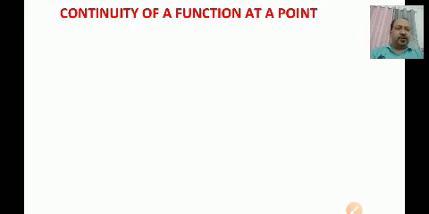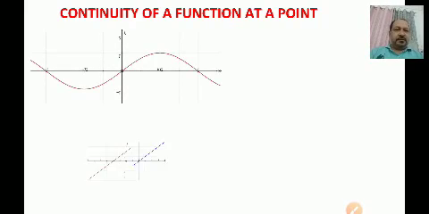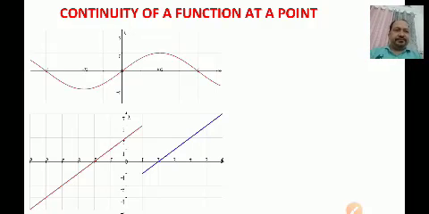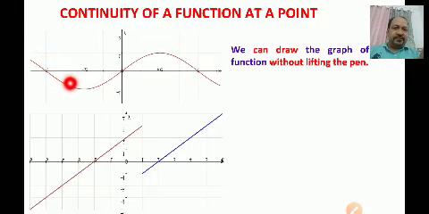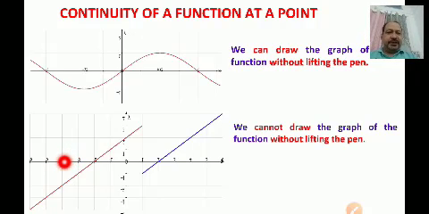Continuity of a function at a point. In the first graph, we can draw the graph of the function y equal to sin x without lifting the pen. But in the second graph, you cannot draw the graph of the function without lifting the pen, as the definitions of both lines are changing at the point x equal to 1.